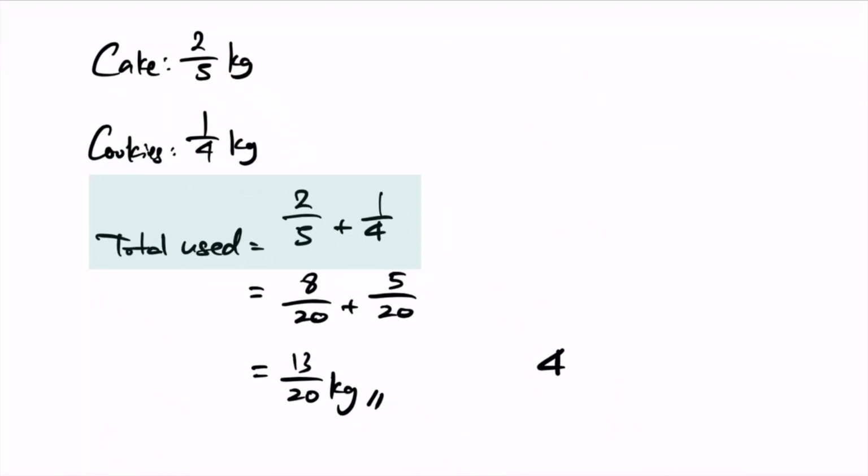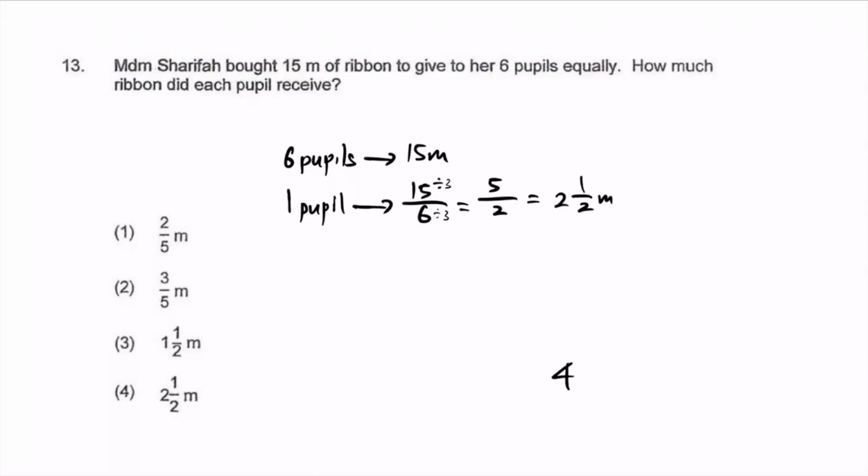So after making everything clear, we are going to sum them up. And in this case, we have denominators of 5 and 4. So to sum them up, before that, we have to make them both 20. Make them the same. Add the numerators together, and here we are. 13/20 kilograms.